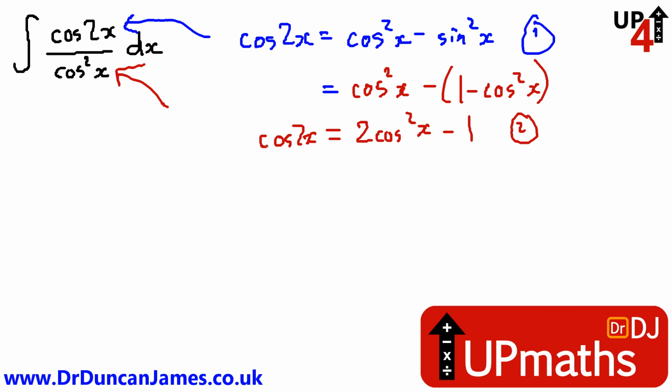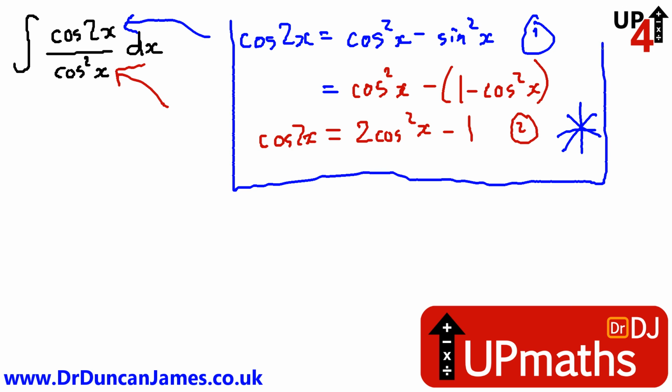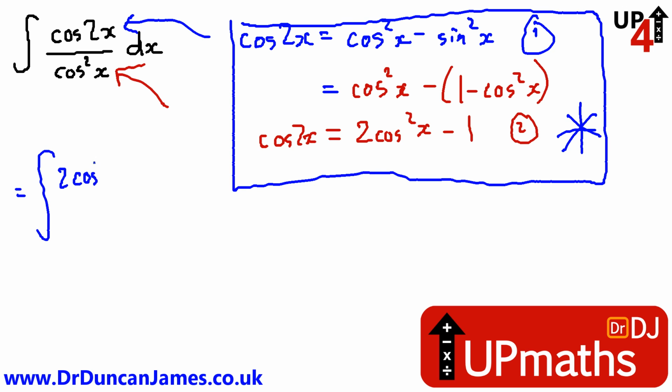I think it's fairly obvious that option number two looks the most promising. So let's roll with that. I'm then going to put this in a box, because I like to just box out my working. So then we've got this is equal to the integral of 2 cos squared x minus 1 divided by cos squared x.